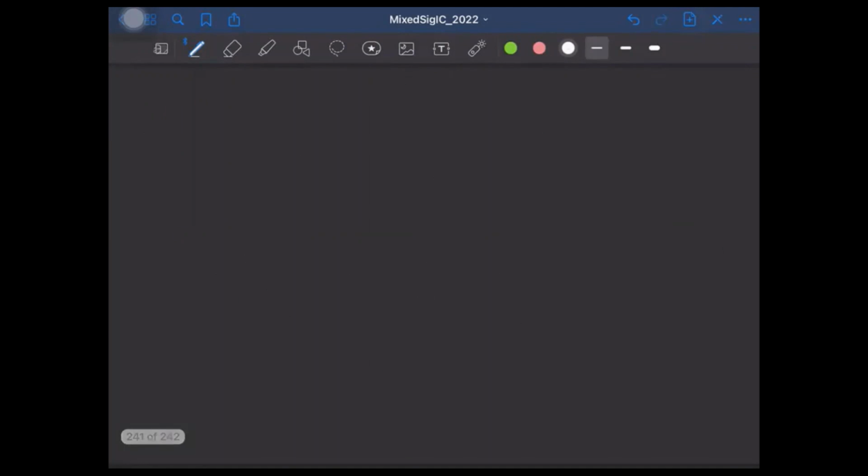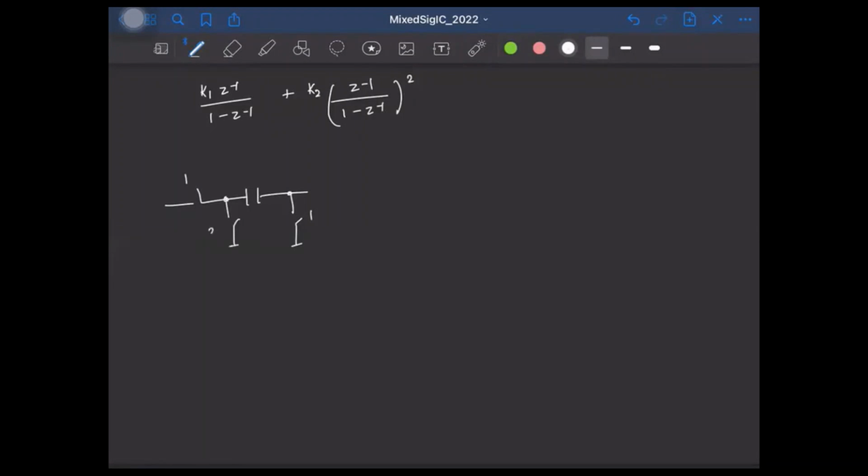Now let us say we want to implement a more complicated transfer function, and let us say we can decompose it to be of the form k1 times z inverse by 1 minus z inverse plus k2 times z inverse by 1 minus z inverse the whole square. So let's see how we can implement this. Of course, we know how to realize this, right? This is a switched capacitor integrator. So during the phase phi 1, we'll sample it. During the phase phi 2, we'll simply transfer this to a capacitor like this, right? And of course, we need to sample it during the phase phi 1 so that we implement this transfer function, right?